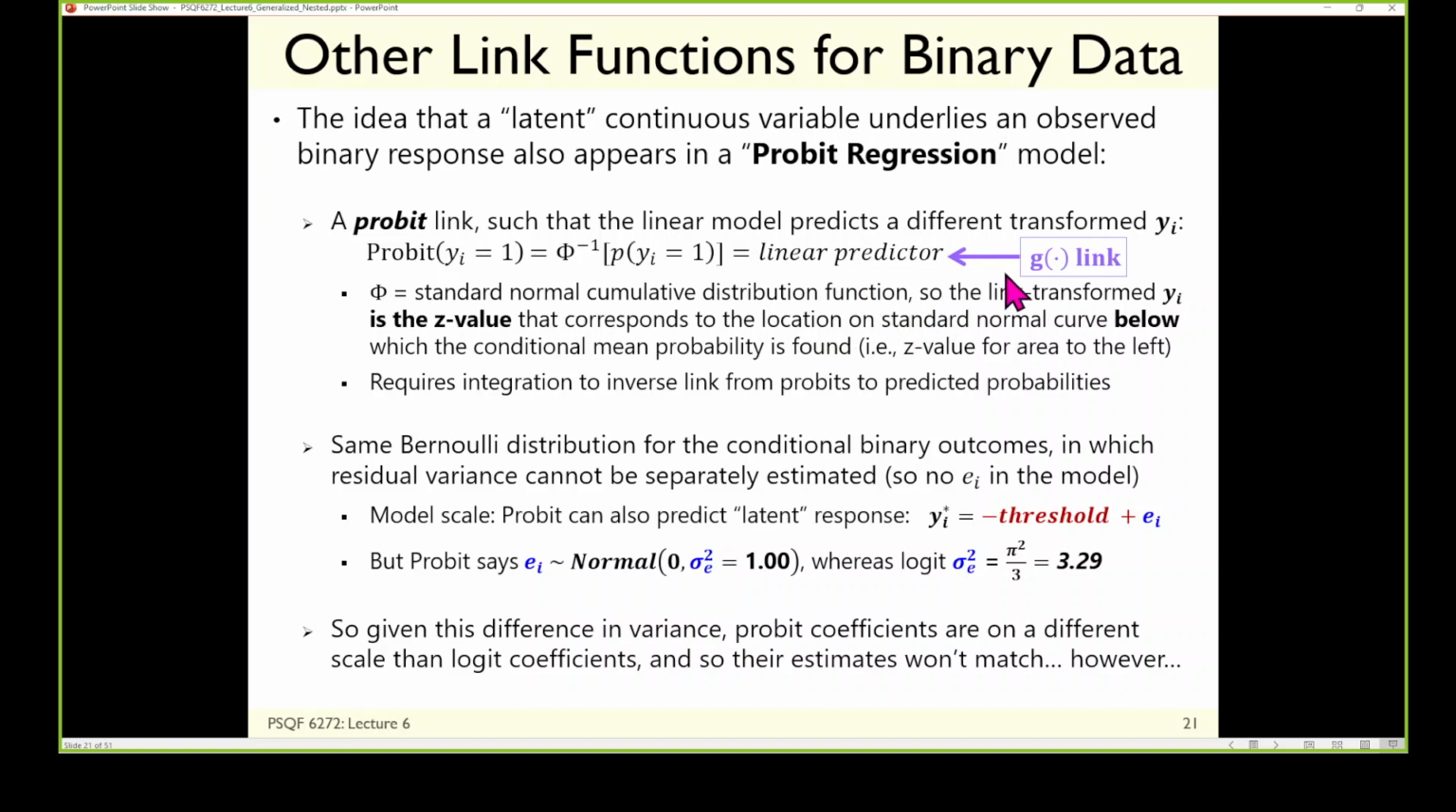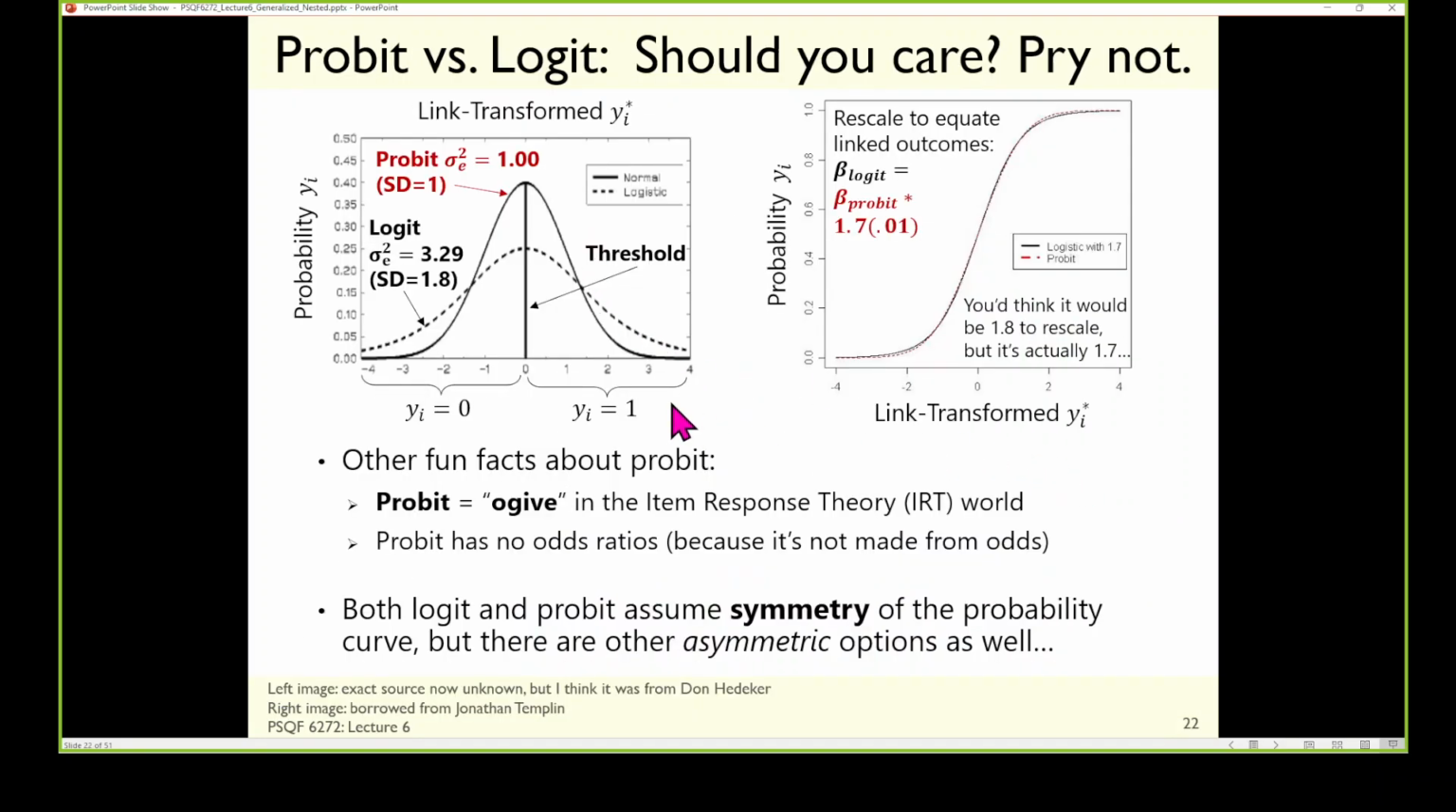The idea of probit corresponds to a different distribution for the pretend underlying continuous variable that we don't have access to. Instead of saying that it's logistic, you're saying that it's normal. So that means the variance on Y star would be 1 rather than 3.29. So here's a picture that I like, and I could not find it again, but I'm pretty sure I stole it from Don Hedeker about 10 years ago.